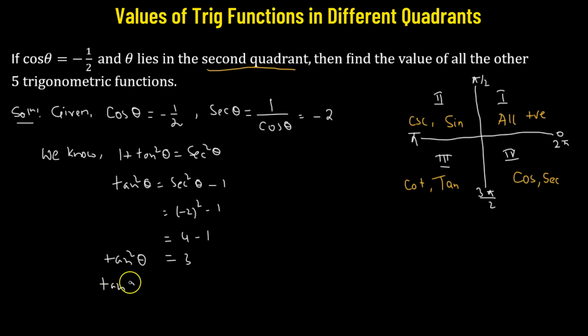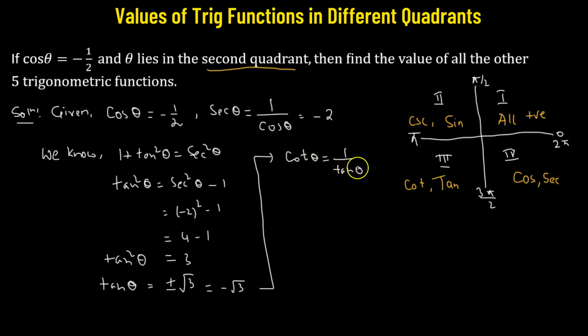Taking the square root on both sides, we get tangent theta equals plus or minus square root of 3. Since we are in the second quadrant, the tangent function is negative, so we have to consider the negative value. So tangent of theta is negative square root of 3. Now we can also obtain the value of cotangent of theta, which is simply the reciprocal of the tangent function. So 1 over tangent theta means we have 1 over square root of 3 with a negative sign. So this is the value of cotangent theta.